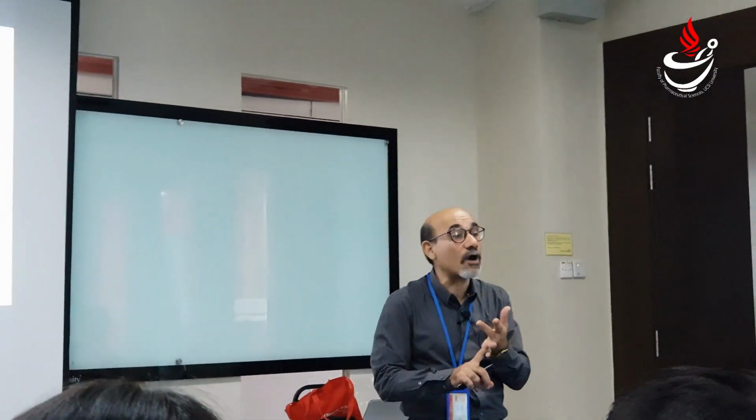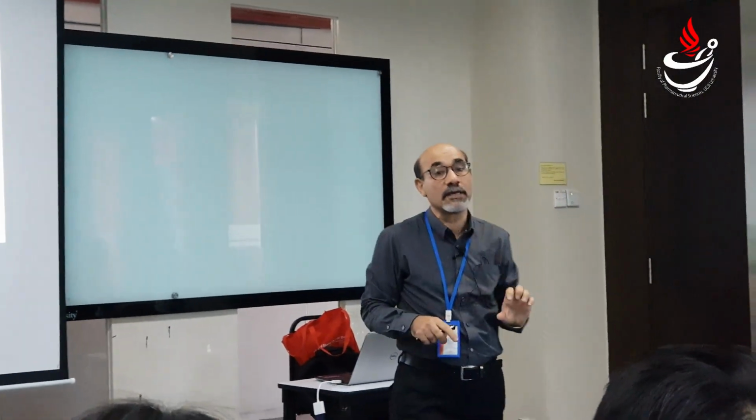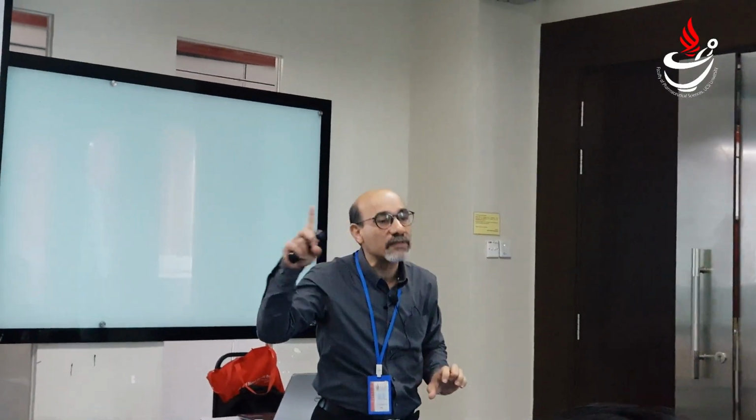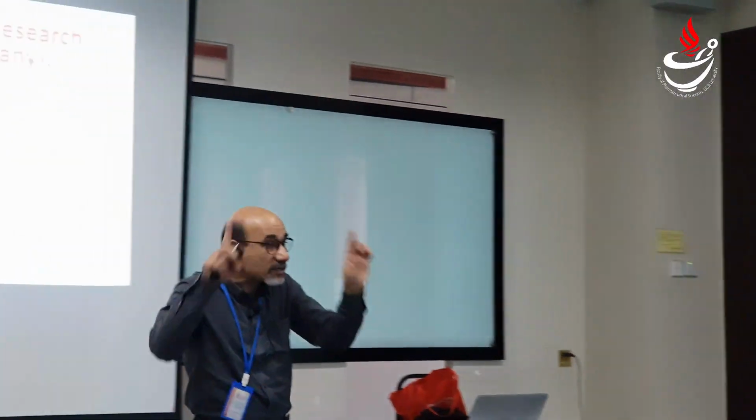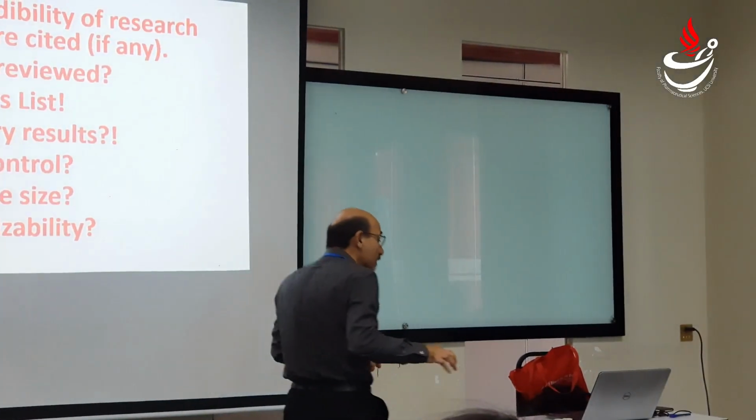To know about that one, it's simple. There is a long list of predatory publishers and predatory journals. If you are interested to know whether this article in this journal is really reliable or not, you can refer to that list. The list is here.